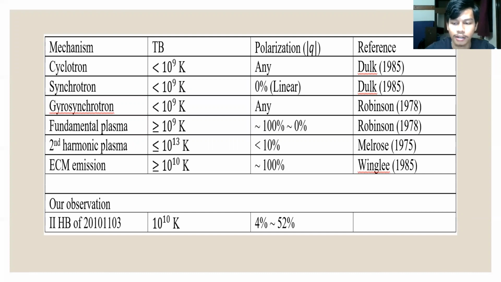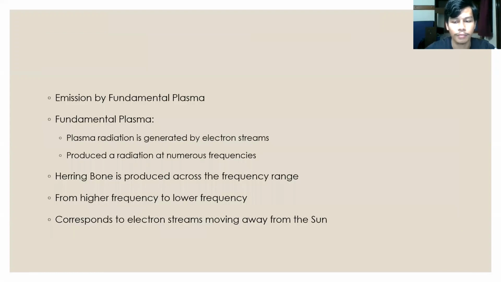Different types of emission have been summarized as shown in this table. We also listed together the physical parameters of our event. Based on the extremely high intensity, which is 10^10 Kelvin, this means that it is either fundamental plasma, second harmonic plasma, or ECM emission. Then we can see that the circulation is from 4% to 52%, which excludes that it originated from second harmonic plasma and ECM emission. So the emission of our event is by fundamental plasma.